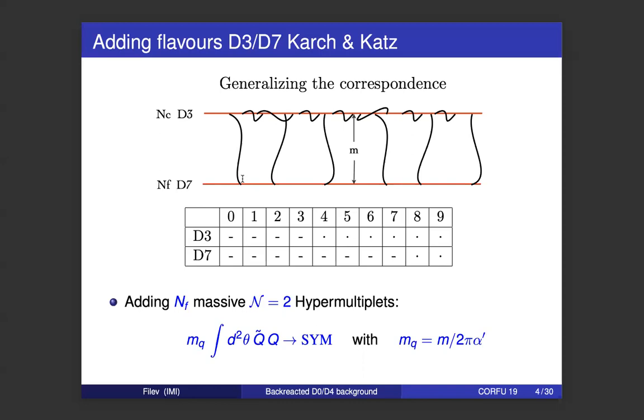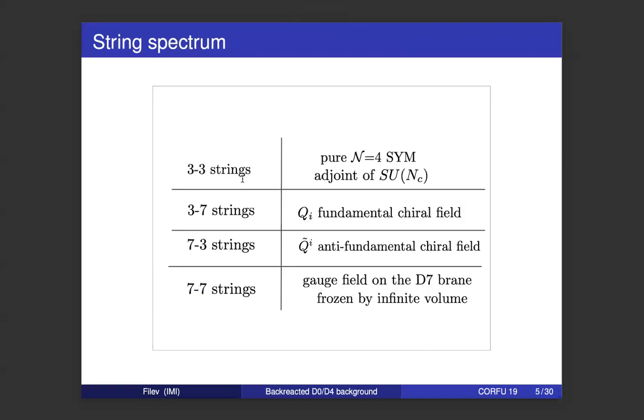This is the way we study this: we have the 3-3 strings that give us the N=4 super Yang-Mills, 3-7 give you fundamental, 7-3 gives you anti-fundamental, and you have the 7-7 fields that give you gauge fields that live on the D7 brane worldvolume. These are frozen when you reduce to 4 dimensions, and so it becomes a global symmetry.